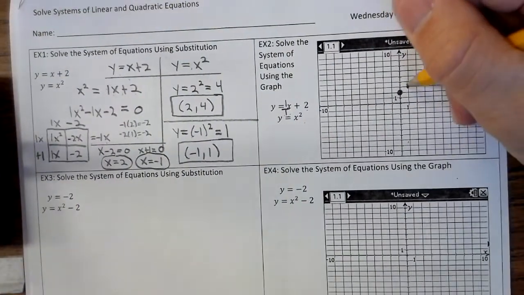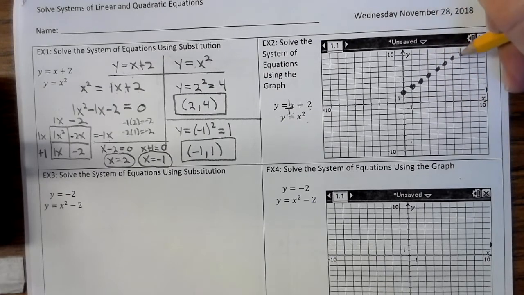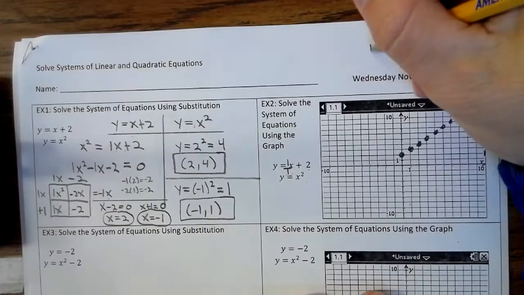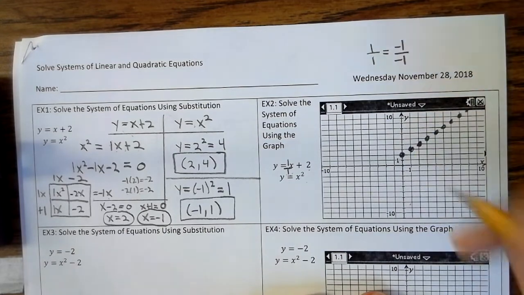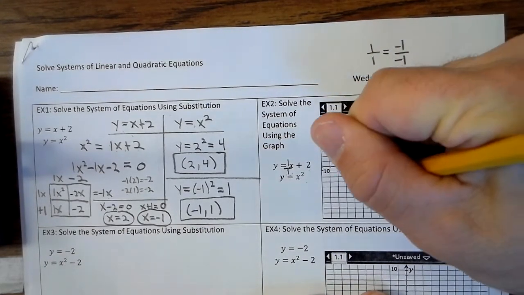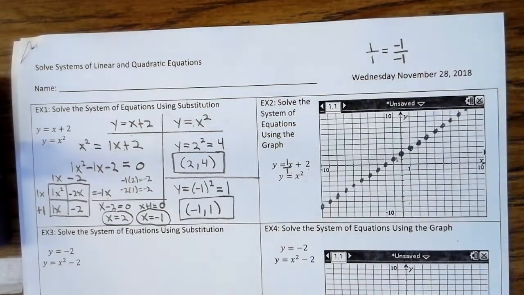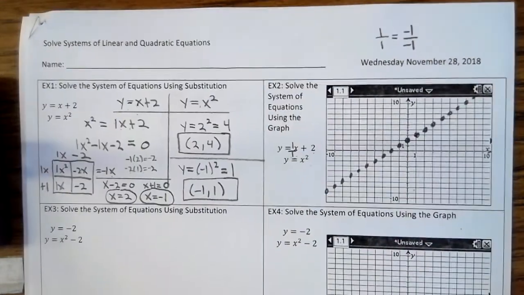So we go up 1 to the right 1, up 1 to the right 1, and so on. Now, 1 divided by 1 is equivalent to negative 1 divided by negative 1. So we can actually go down 1, left 1, down 1, left 1, and so on. And the reason why you want to put every point, because you're looking for the intersection, is it's going to be easier if you have every point.